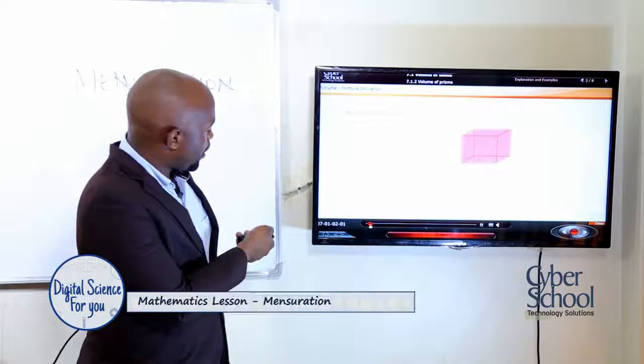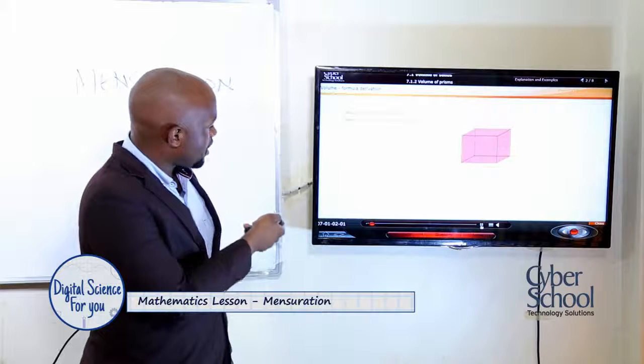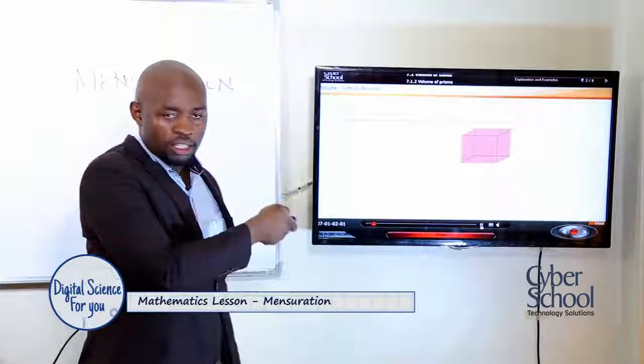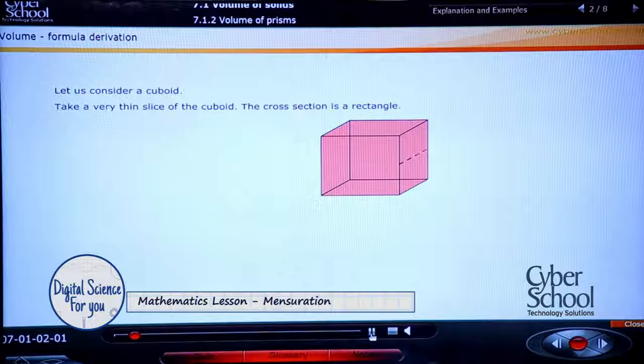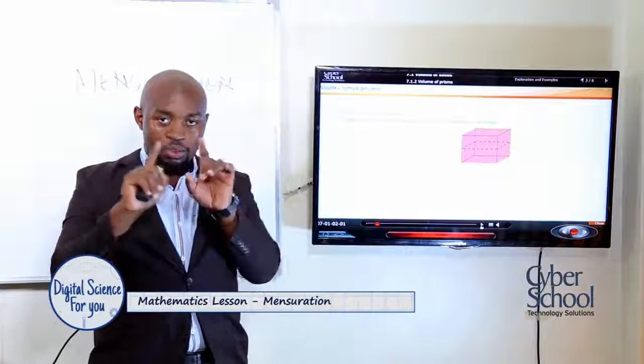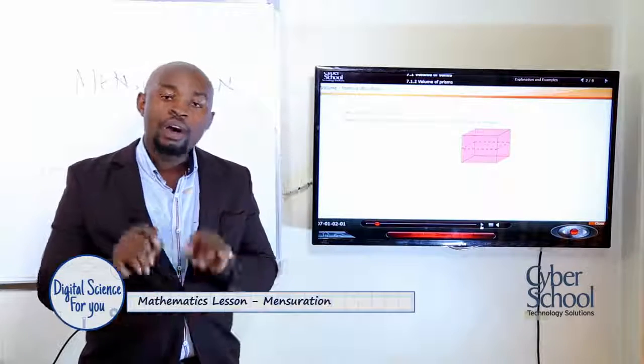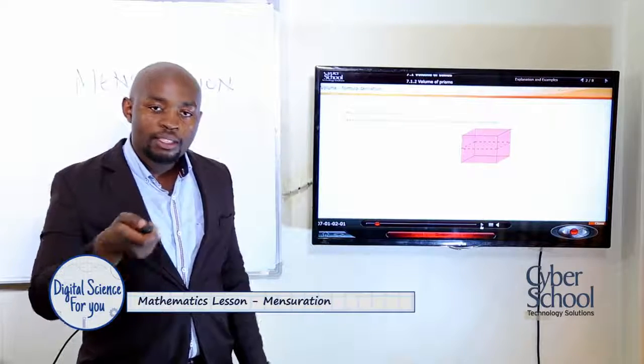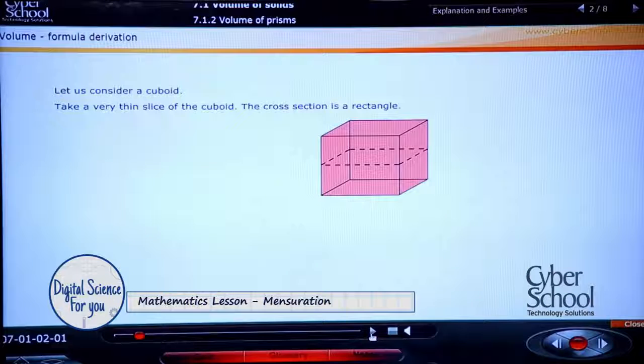Let's consider first a cuboid and what shape is in a cuboid. I told you last time under senior 2, the difference between a cube and a cuboid is that a cube is a square all the way through. Every cross section of a cube is a square, while a cuboid is rectangular all through. So we are forming a rectangle out of a cuboid. See that rectangle, it comes out, that is the cross section.